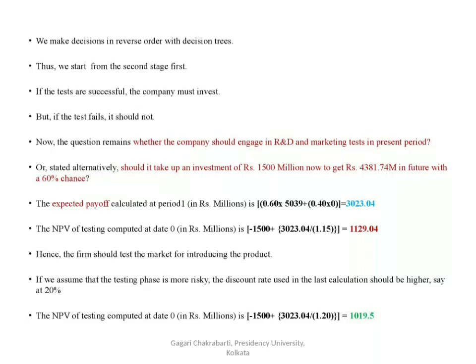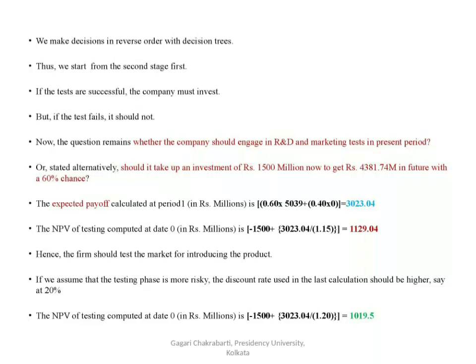Now the question remains whether the company should engage in R&D and marketing tests in the present period, because there is only a 60% chance to get a positive NPV, but the cost is 1500 million. Now we calculate the expected payoff at period 1 for testing. It turns out to be 3023.04. Now we calculate the NPV of testing at date 0, and then it turns out to be positive, and the discounting rate is 15%. So the firm should test the market for introducing the product.